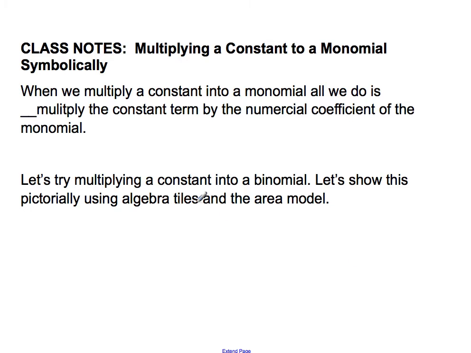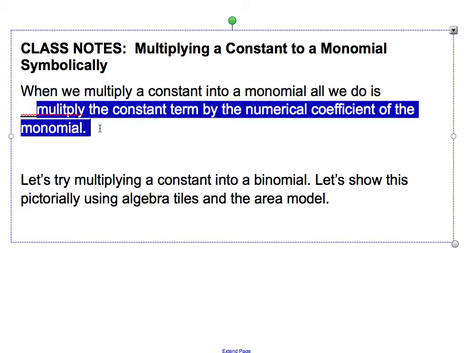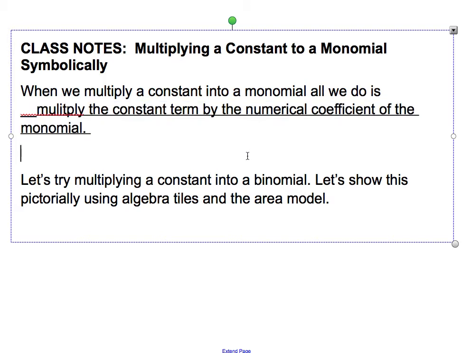So now, when we multiply a constant into a monomial, all we do is multiply the constant term by the numerical coefficient of the monomial. And I'll give you guys some time just to write that. This is everything that you need to write. Oh, I noticed I spelled multiply wrong. Let's just go and change that too.